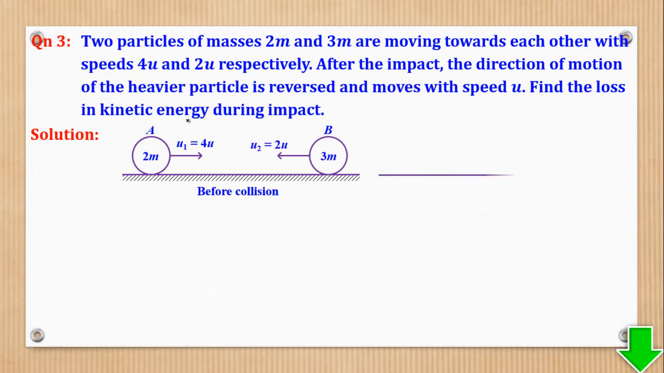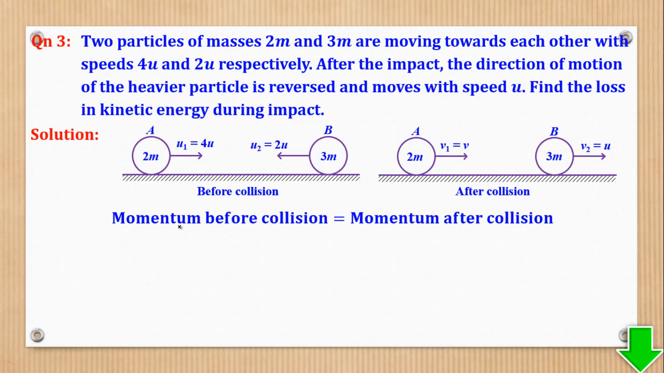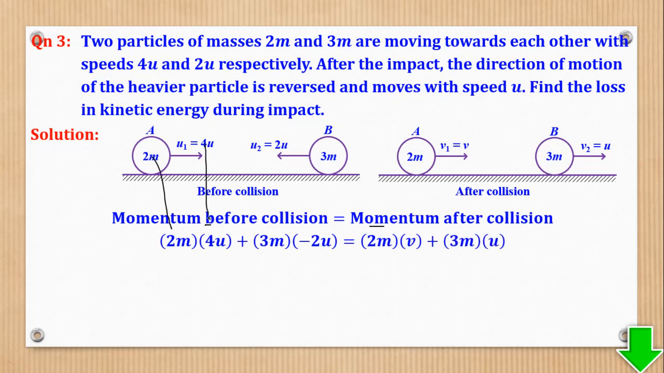Then after collision, that's what happened. They have told us the one of the heavier is u. So 3m moves with the velocity u. This one we don't know, so we shall call it v. Then you can say that by conservation of linear momentum, momentum before is equal to momentum after. So you substitute 2m times this plus 3m times negative this, because of change of sign, is equal to 2m times v plus 3m times u.